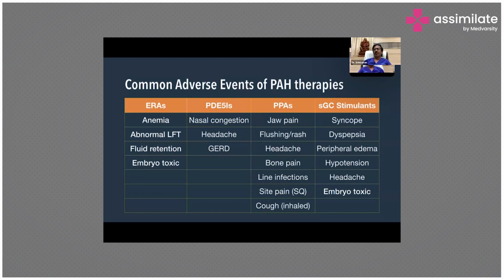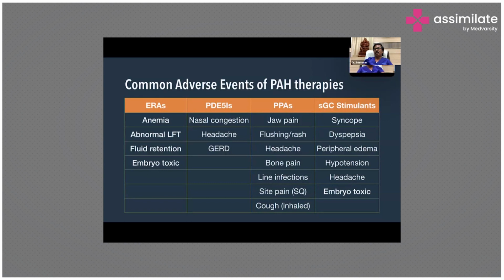And with prostacyclin analogs, yes, you can have jaw pain. So that is the most common thing. You have jaw pain, and bone pains are also reported. And you have to always look for line infection because some of the drugs are given intravenously. So they can have line infection and site pain. And most of the time you get calls for site pain, IV site pain or subcutaneous site pain. And with regard to the inhalational route of administration of these drugs, you can have cough.